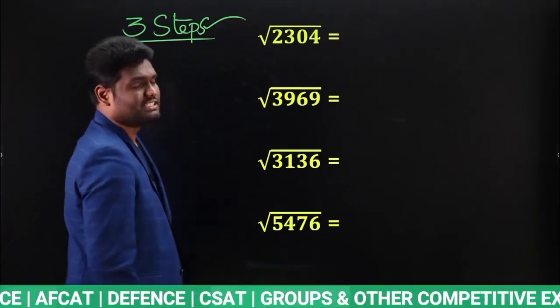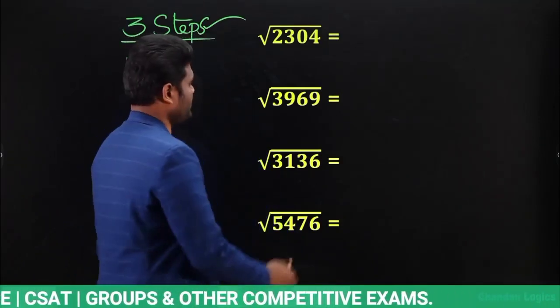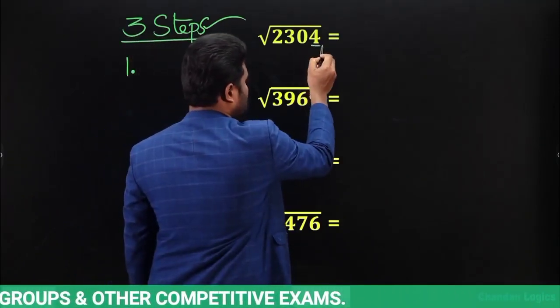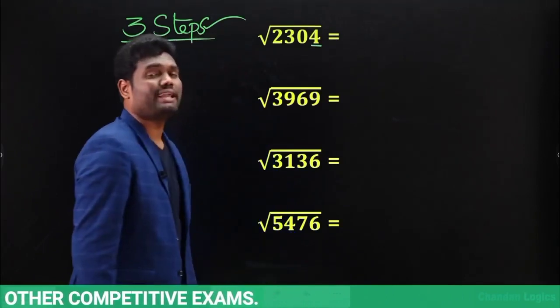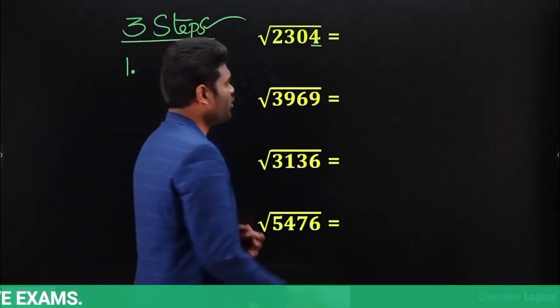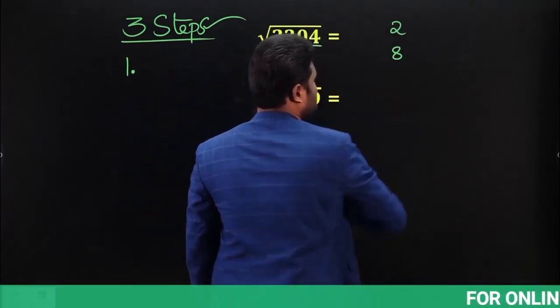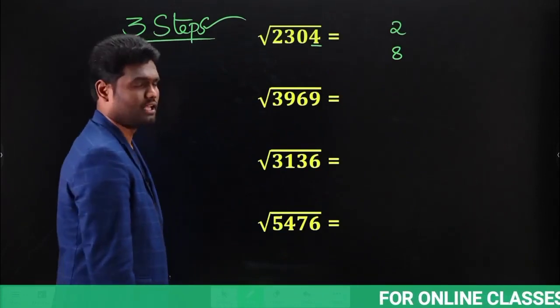First step is check the last digit possibility. Now look here. What is this? 4. Where do we get last digit 4? Just now we have discussed. Last digit 4 you are going to get at 2 or 8. Yes or no? 2 or 8.